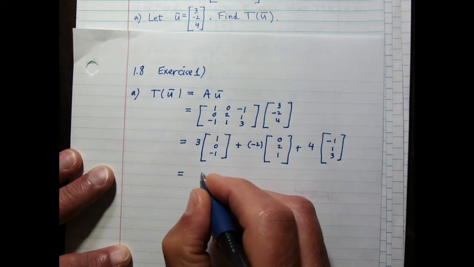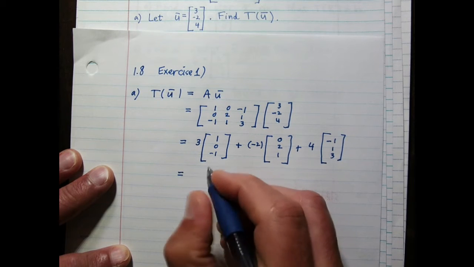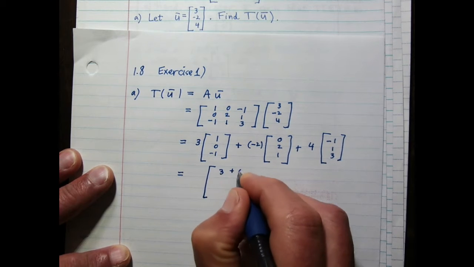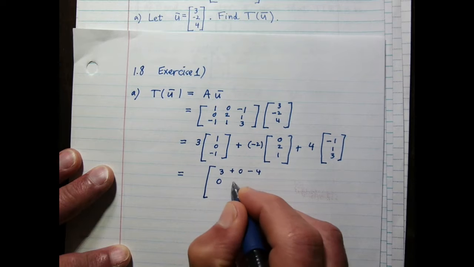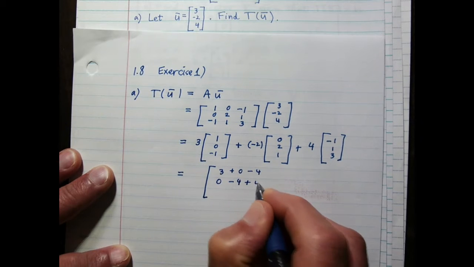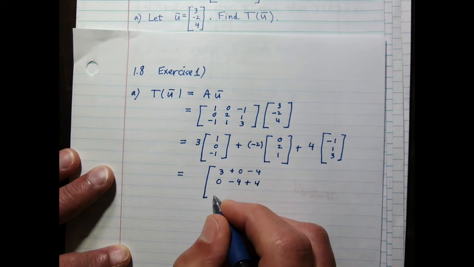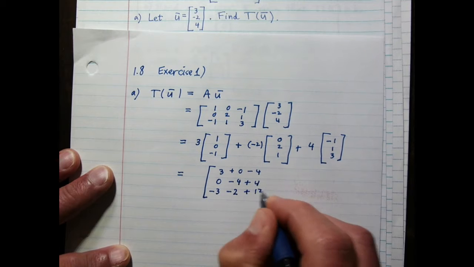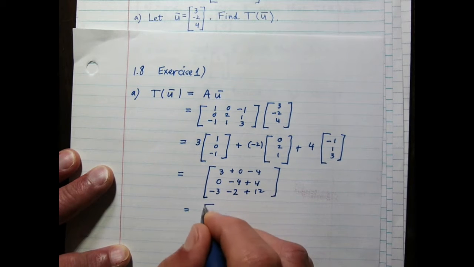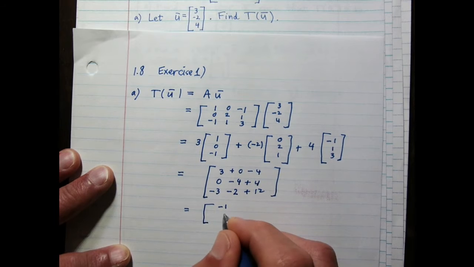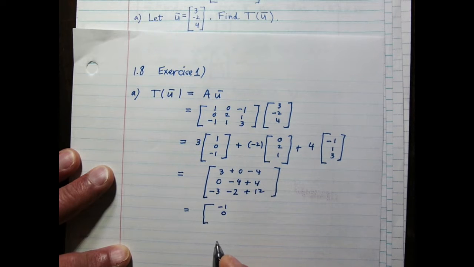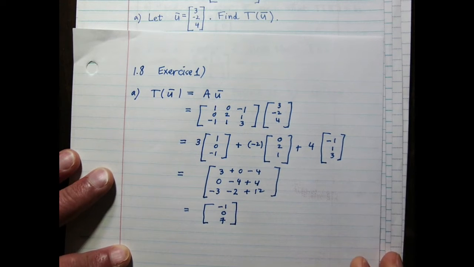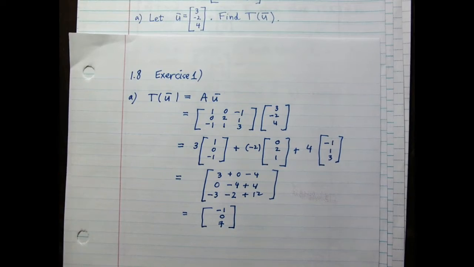And what we're going to get is a single column vector. Maybe I'll write 3 plus 0 minus 4. I get 0 minus 4 plus 4. I get negative 3 minus 2 plus 12. So that's negative 1, 0, and 7 is T of u, just that column vector. Okay, so not a big deal.